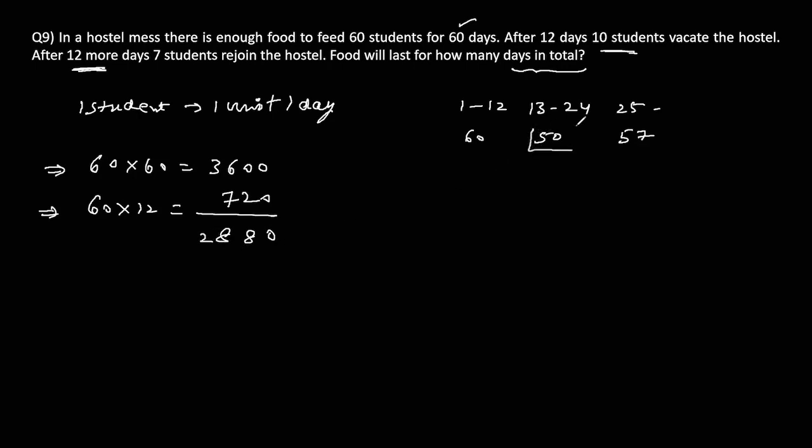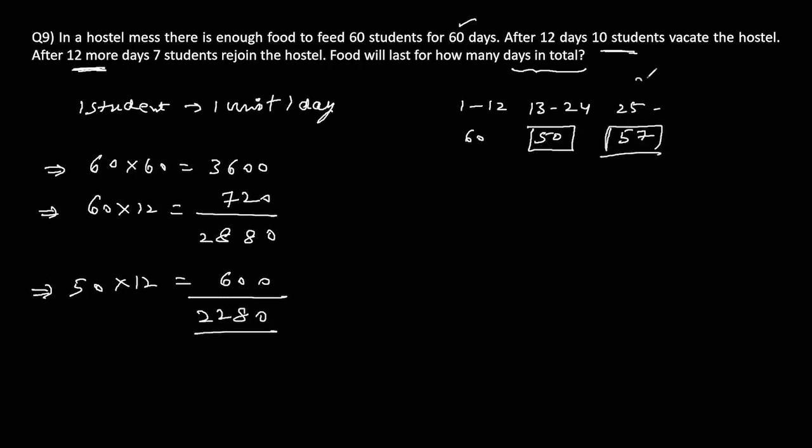Now, the next set of people who are consuming this food is 50 students. So 50 students for 12 days will again consume 600 units of food, right? So the leftover food will be 2280 for these 57 people. Now, from here on, let me say X number of days for which this food was lasting after this, right? So 57 students will consume 57 units of food for X number of days, which should be equal to 2280, right?